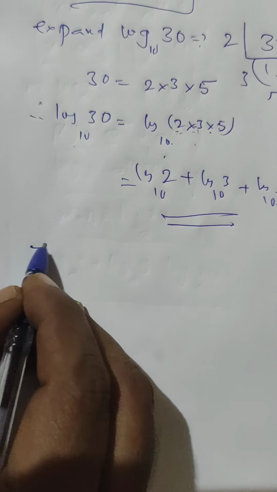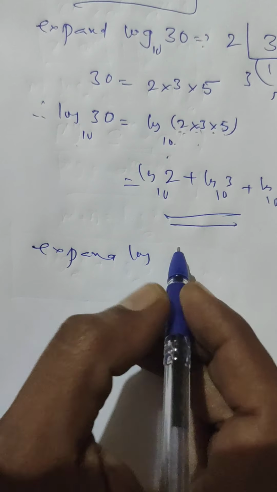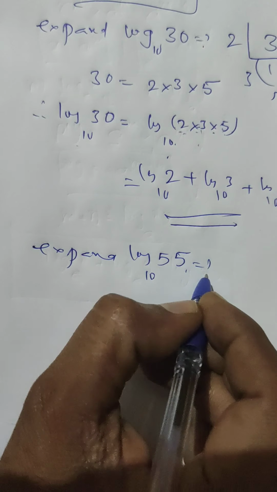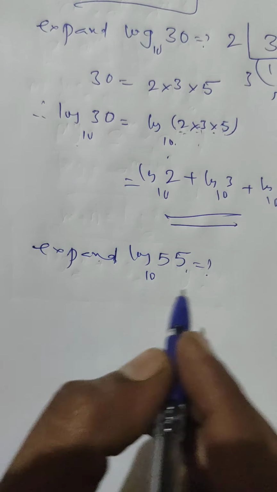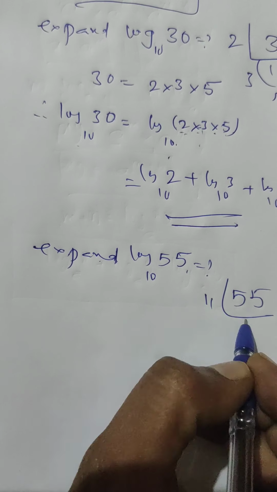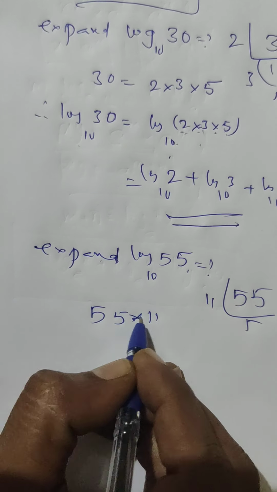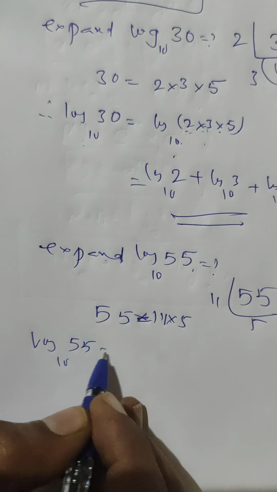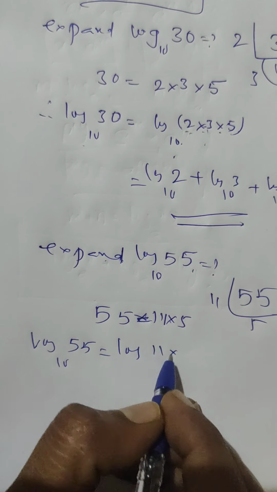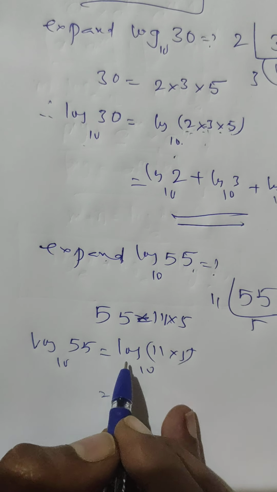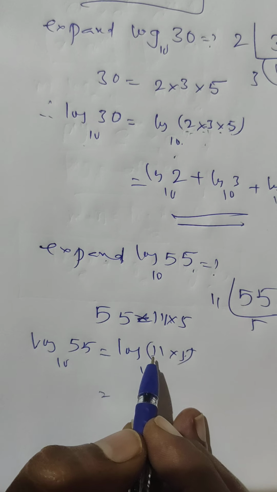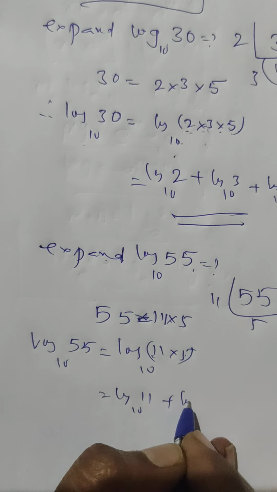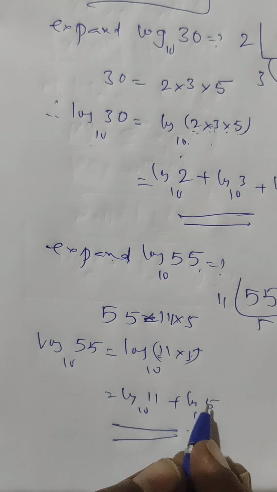Expand log 55 to the base 10. Okay, expand. So 55, you have to factorize this: 11 and 5. So 55 can be written as 11 into 5. So log 55 to the base 10 is equal to log of 11 into 5 to the base 10. So according to the product rule, log xy, we have 11 for x and 5 for y. So log x plus log y. So this is the answer.